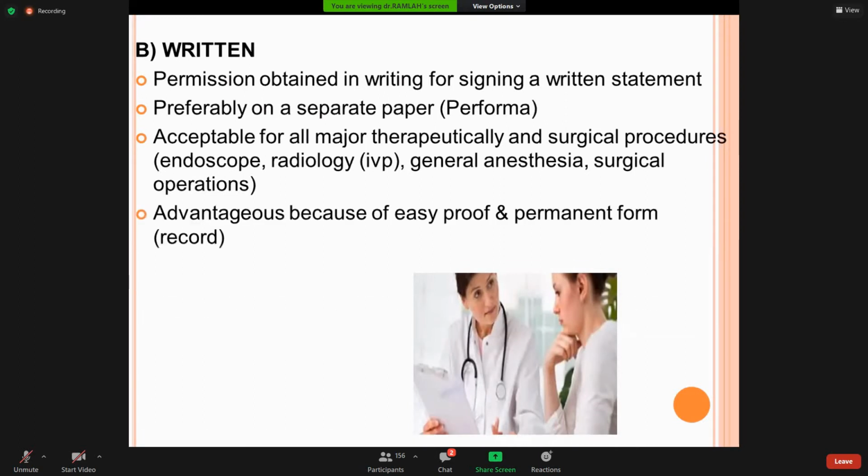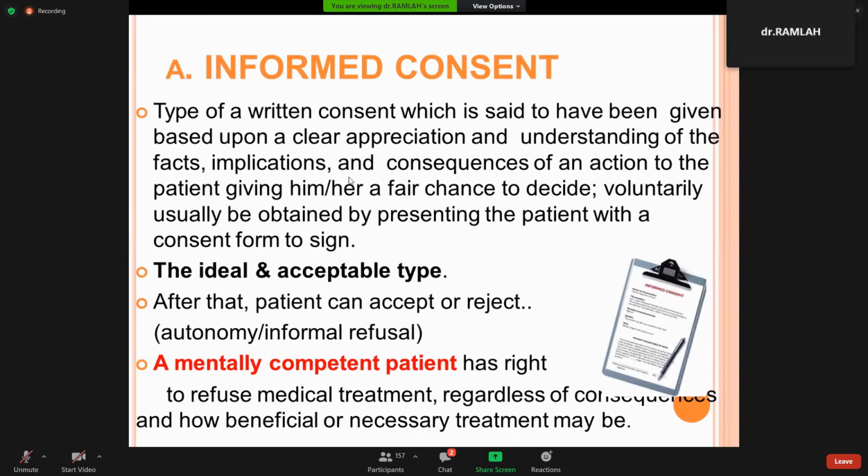Advantages because of easy proof and permanent form of record, theek hai, aap isko proof ke taur pe rakh sakte hain. If the patient denies, then it saves you some time. You have the proof, as a form of the record, that the patient has given the consent. Now we come to the informed consent, again a part of the written consent. Informed consent is the type of written consent which is said to have been given based upon a clear appreciation and understanding of the facts, implications and consequences of the action, giving the patient a fair chance to decide.